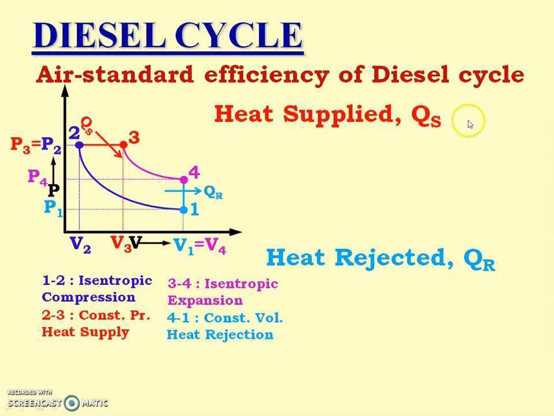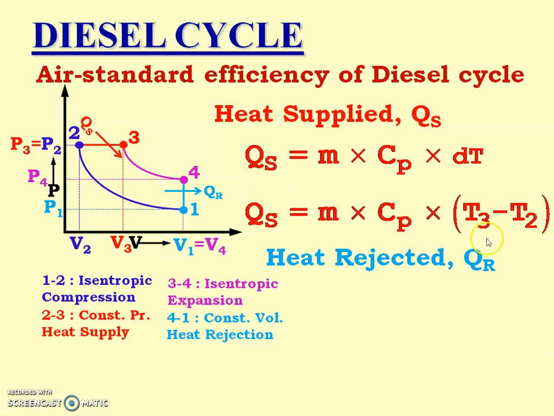So first of all, heat supplied. Heat supply takes place during which process? Yes, it takes place during process number 2 to 3, and it is a constant pressure process. So we have to write the equation for heat transfer in a constant pressure process, and that is equal to m into Cp into delta T. Now what is delta T here? Between process 2 to 3, it is m Cp (T3 minus T2).